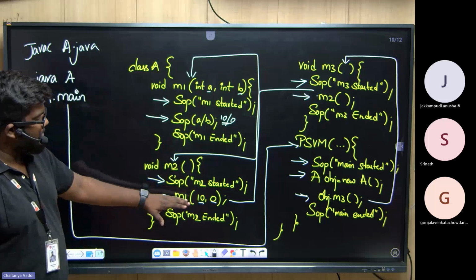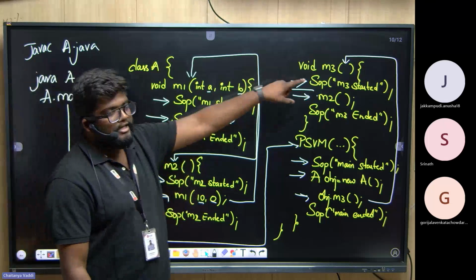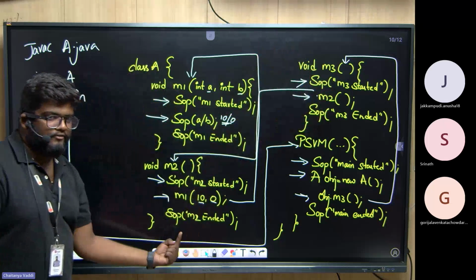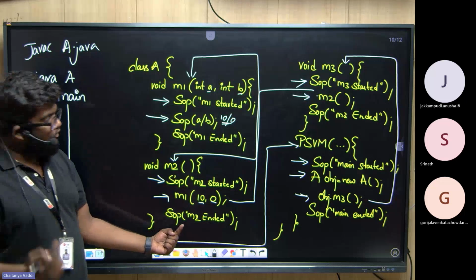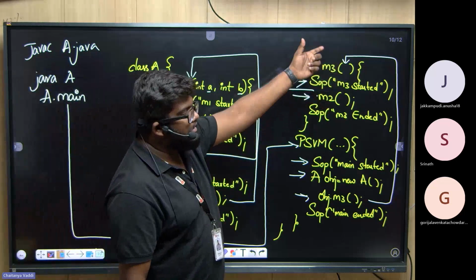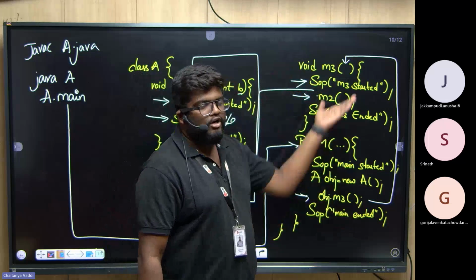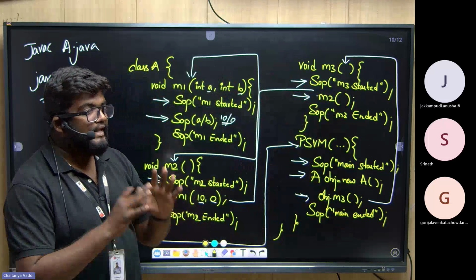But that doesn't stop there. The responsibility of M2 is also shared with the M3 method, because M3 is a method which called M2 first. Again, that doesn't stop there. M3's responsibility is again shared with the main method, because main is a method which called M3. So JVM intelligently plays something here.